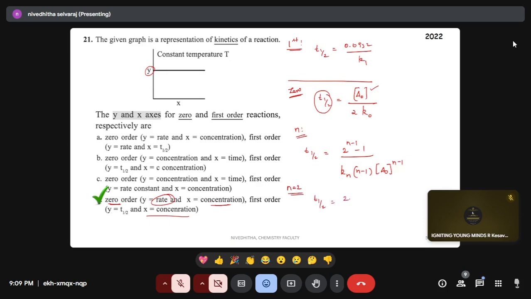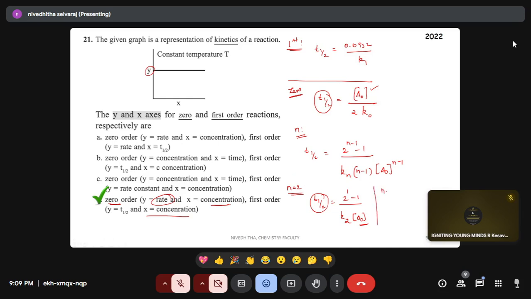It is inversely proportional. So this is 2 minus 1, 1 minus 1 divided by K2 into 2 minus 1 is 1, A naught power 1. So half-life and initial concentration of the reactant is inversely proportional for second order.